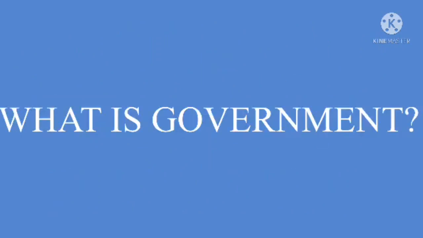What is the name of Civics Chapter 3? What is government? What are the topics we discussed in this chapter, children? First, what is meant by government, or an introduction to government. Next, levels of government. Next, laws and the government. Then, types of government. And the last topic we discussed is democratic governments. We have discussed five topics in this chapter.